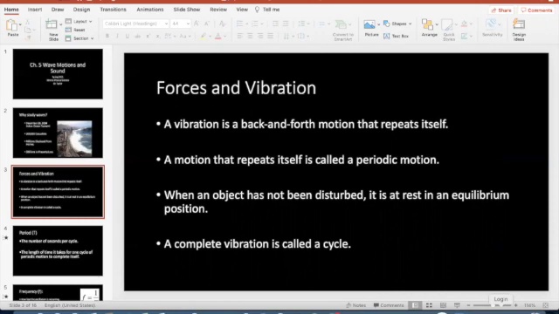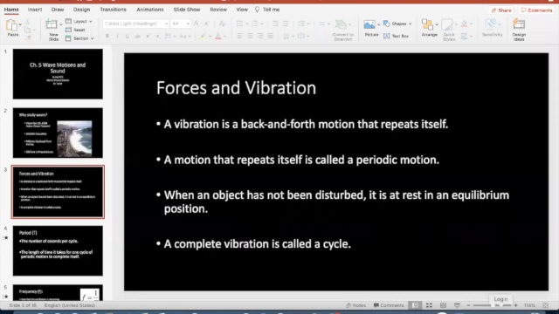All right, so some of the basic definitions that you need to know with forces and vibrations. A vibration is just a back and forth motion that repeats itself. If you think about a pendulum that swings back and forth, that is a vibration. A motion that repeats itself is called periodic motion. When an object has not been disturbed and it's at rest, it's said to be in equilibrium position. Equilibrium just means it's in balance.